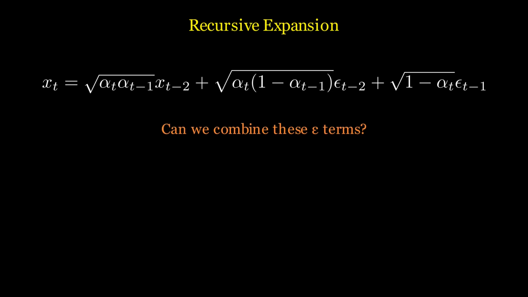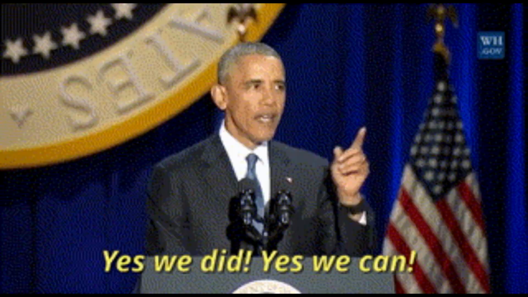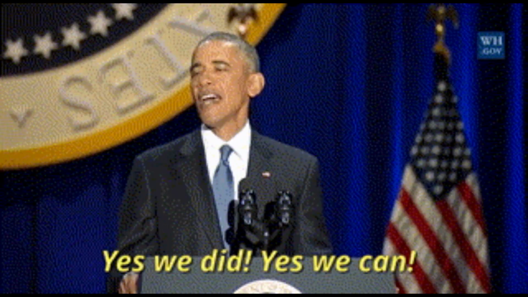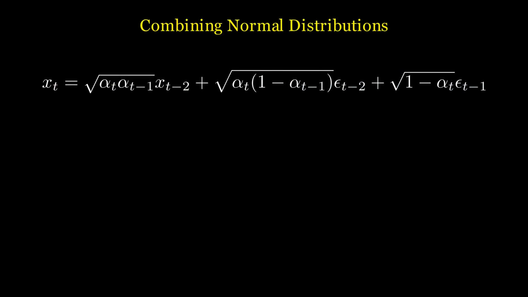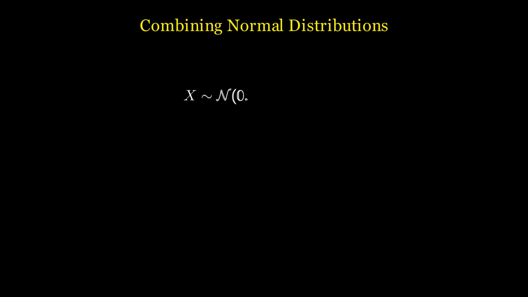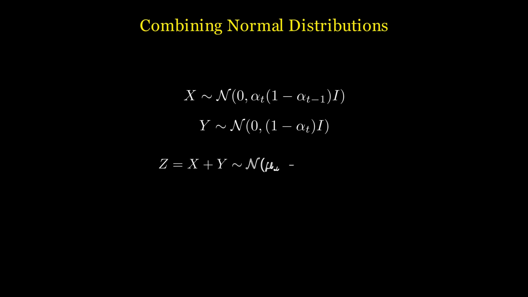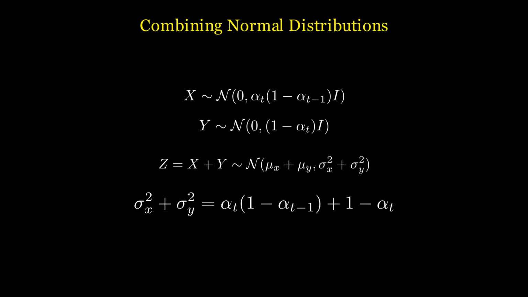So here's the key question. Can we combine these 2 epsilon terms into a single term? Yes, we can. Let's see how. The 2 epsilon terms correspond to 2 independent normal distributions, x with variance alpha t times 1 minus alpha t minus 1 and y with variance 1 minus alpha t. From probability theory, when we add 2 independent normal distributions, the result is also normal with the sum of the variances. Let's calculate this sum.